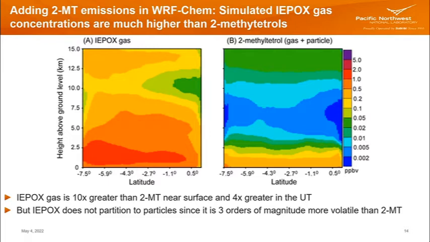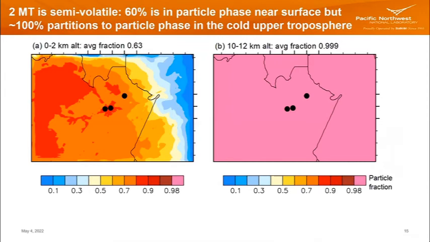The major thing to keep in mind is IPOX is highly volatile. It has 3 orders of magnitude higher volatility than 2-methyl tetrols. Because 2-methyl tetrols are semi-volatile, they can easily partition to the particle phase, both near the surface and the upper troposphere. So in the model, when you include the gas particle partitioning of methyl tetrols, you see that near the surface at 0 to 2 kilometers, the average fraction of methyl tetrols partitioned to the particle phase is 60%. So 40% is in the gas phase, and 60% are in the particle phase because temperatures are much warmer.